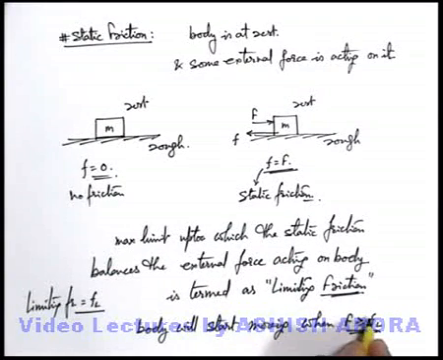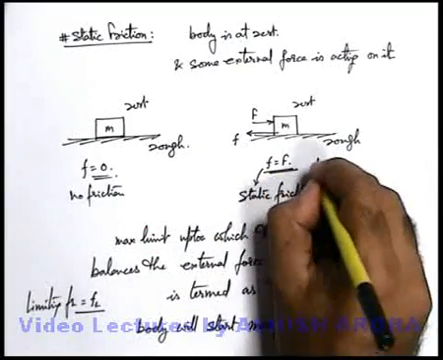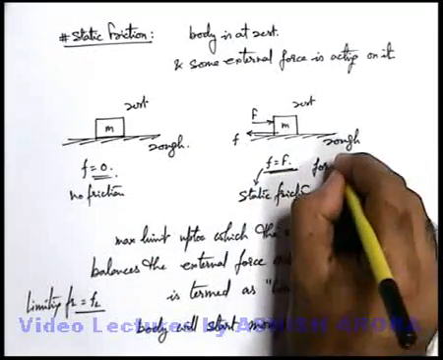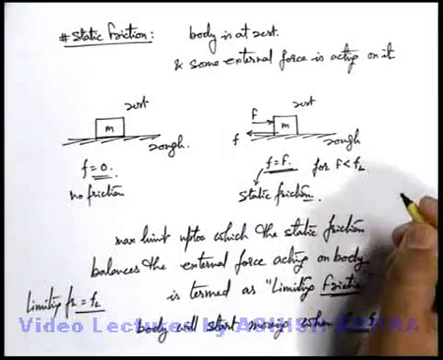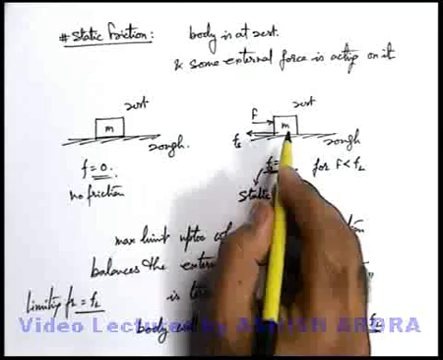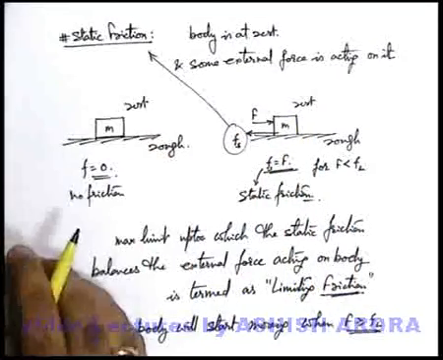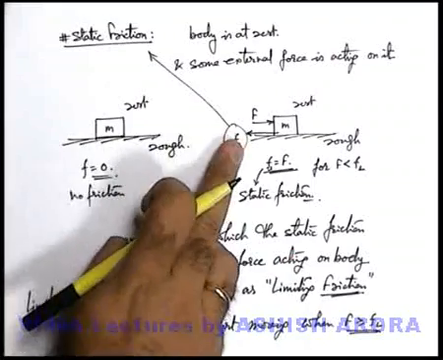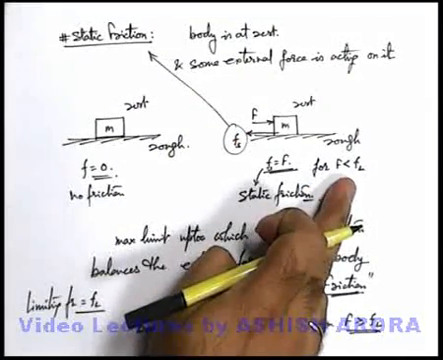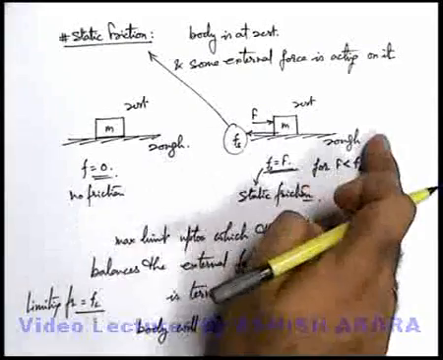But for force less than the limiting friction, this friction balances F. You can say it will happen for capital F less than limiting friction. This friction, which balances the external force and keeps the body at rest, is called static friction. So the maximum limit of static friction is limiting friction. As soon as the external force approaches limiting friction, the body will start moving.